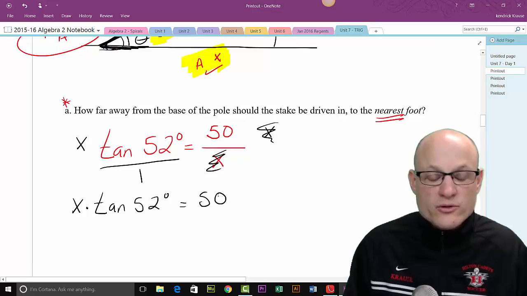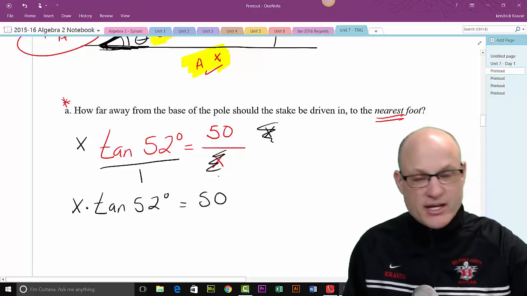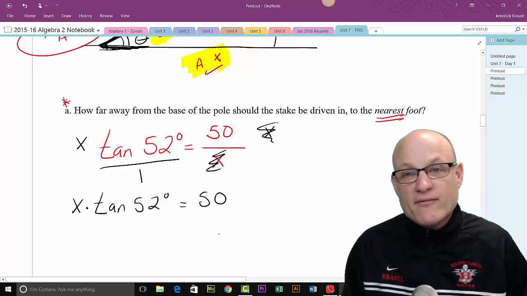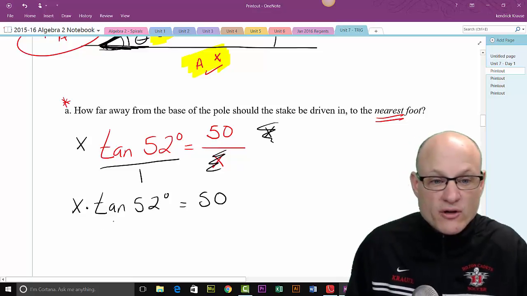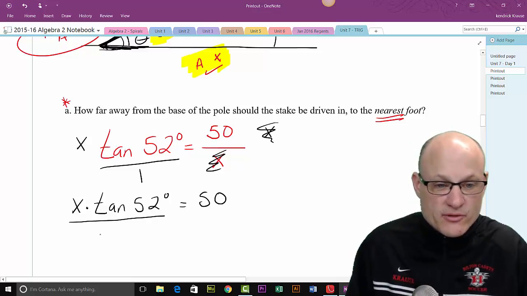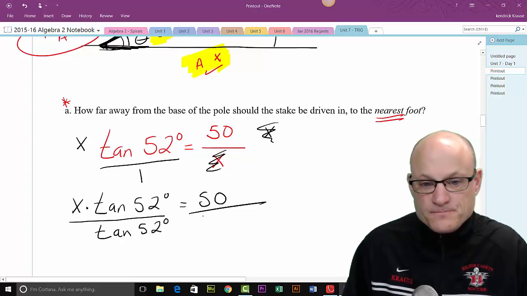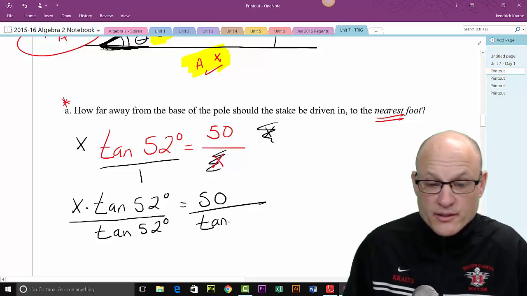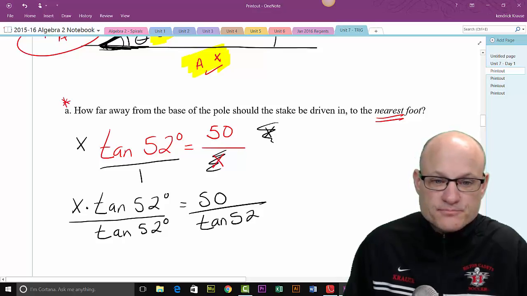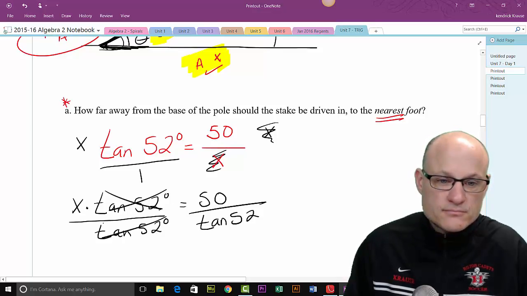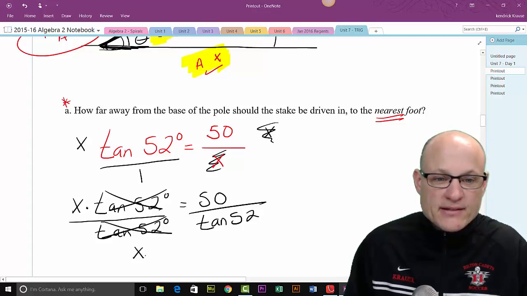Now, I'm just going to warn you, do not put things into your calculator until you have solved for the variable. Since I still have this over here, I'm just going to divide by tangent 52. I don't want to know what tangent 52 is. I don't care what tangent of 52 is. It's somewhere near 1, but I don't care about that. And I get x equals.